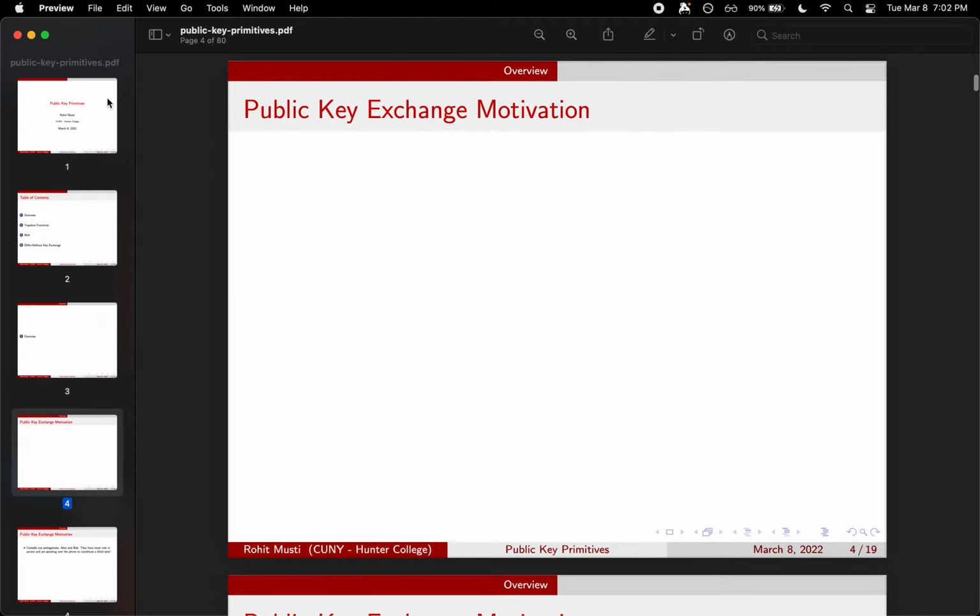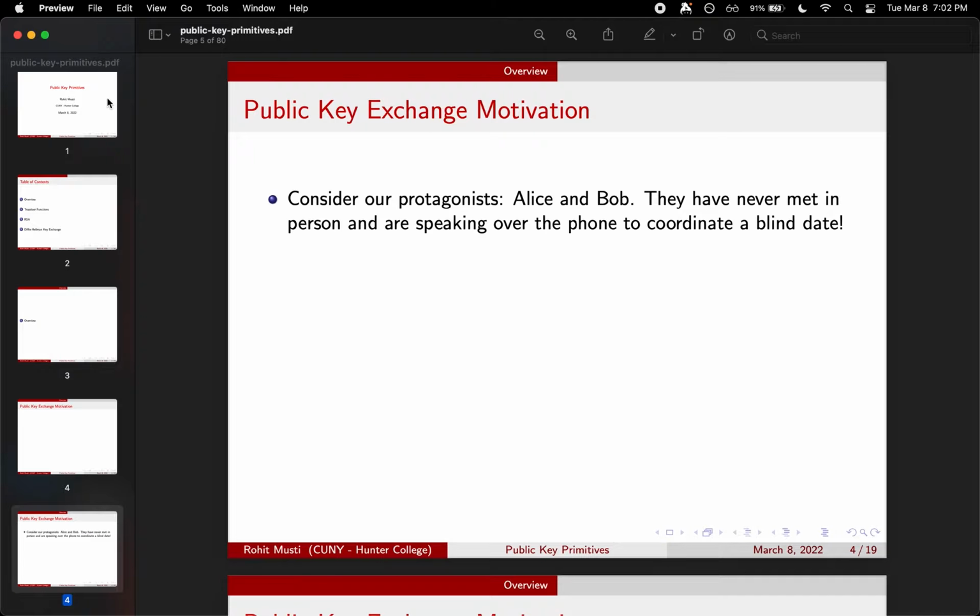Overview. So why do we need to be able to exchange public keys? Let's consider a toy example or a toy scenario. We have two protagonists, Alice and Bob. They have never met in person and are speaking over the phone to coordinate a blind date.